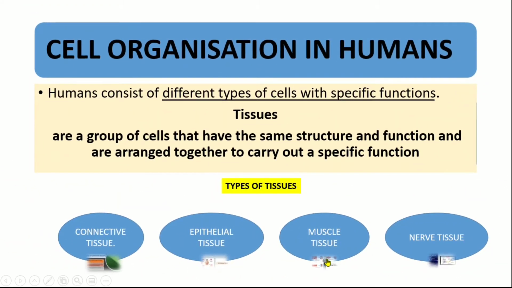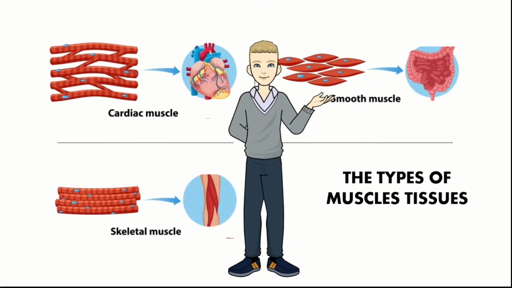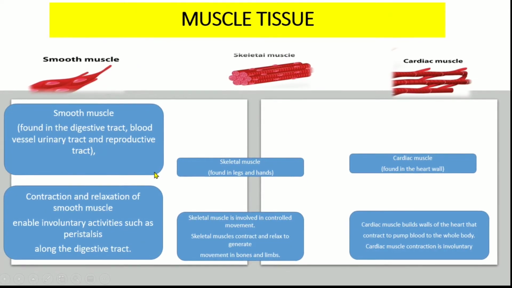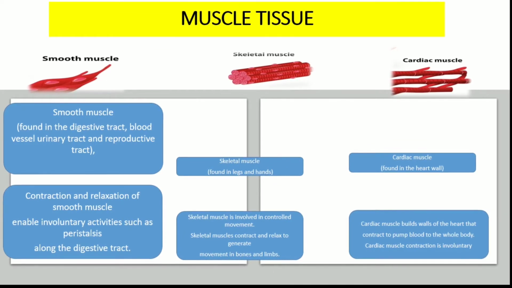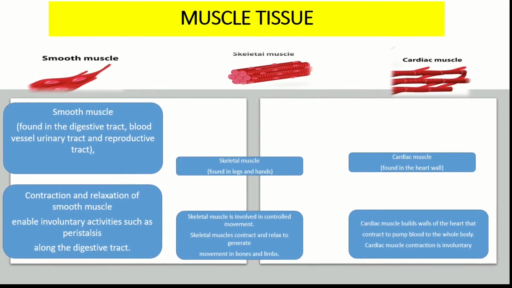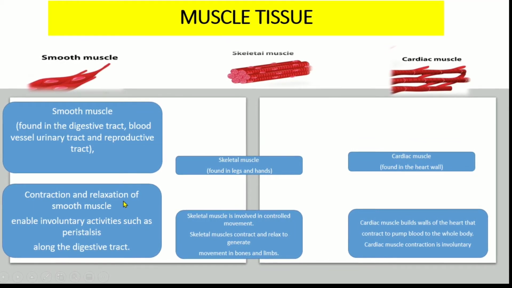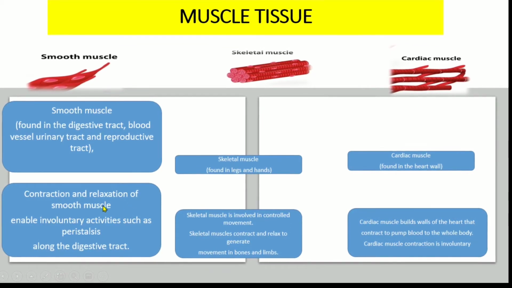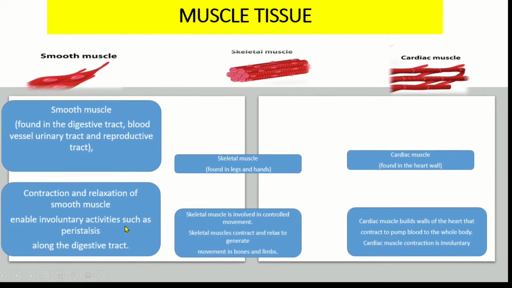Next one is about the muscle tissue. Muscle tissue consists of cardiac muscle, skeletal muscle, and smooth muscle. The first one is the smooth muscle. It is found in the digestive tract, blood vessels, urinary tract, and also the reproductive tract. The function is to contract and relax, which enables involuntary activities such as peristalsis along the digestive tract.